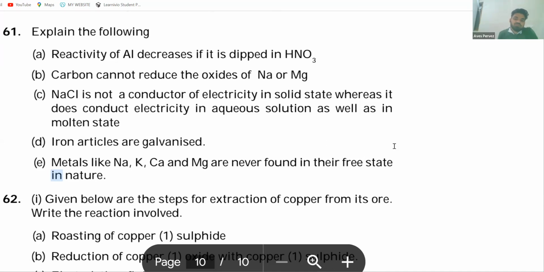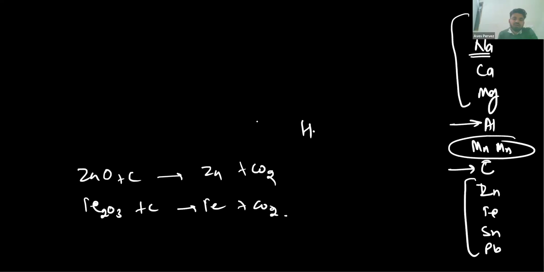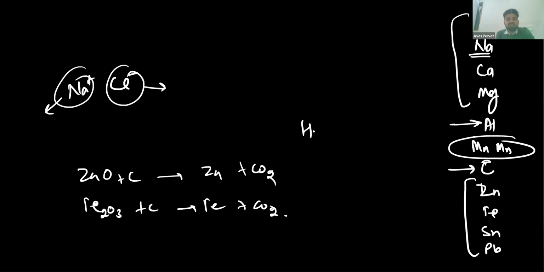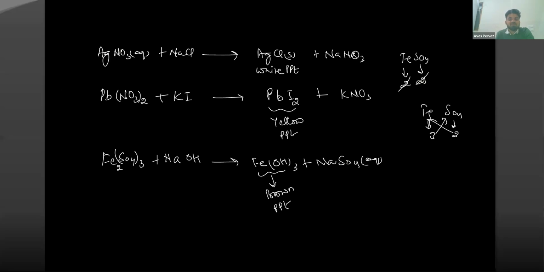Yes, sir. But in molten and aqueous state, NaCl is free to move in the form of ions. Na and Cl can move because in the molten state the ions are easily movable, so they can easily conduct electricity. So write the answer to this question in your notebook.